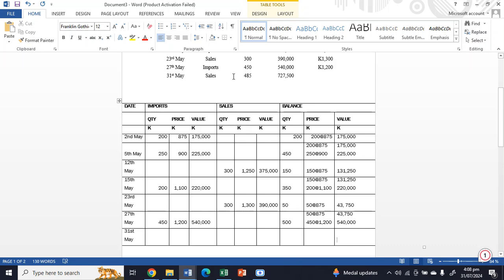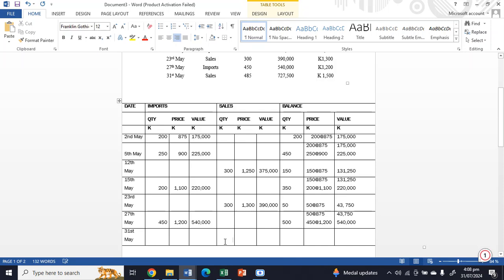And finally, at the end of the month, 31st May, we sold 485 goods. We made 727,500. Want to find out how much we sell each good at? We're going to say 727,500 divided by 485. So each good at 1,500.